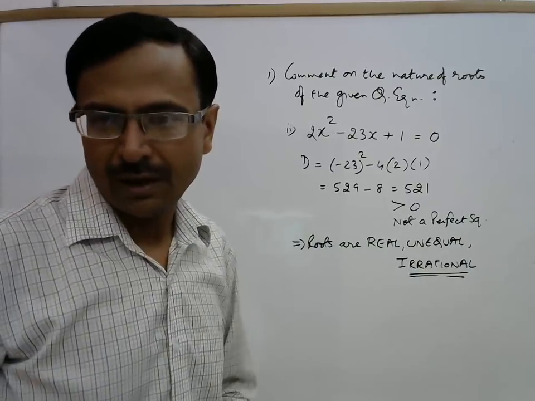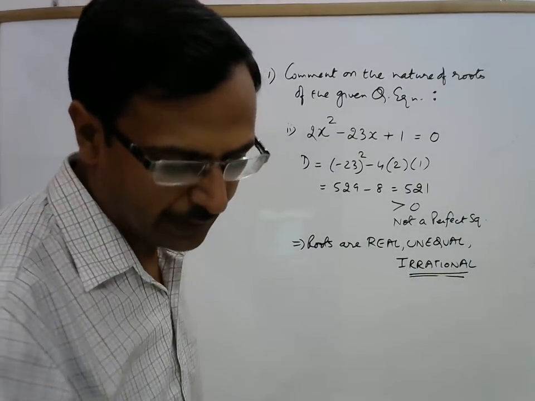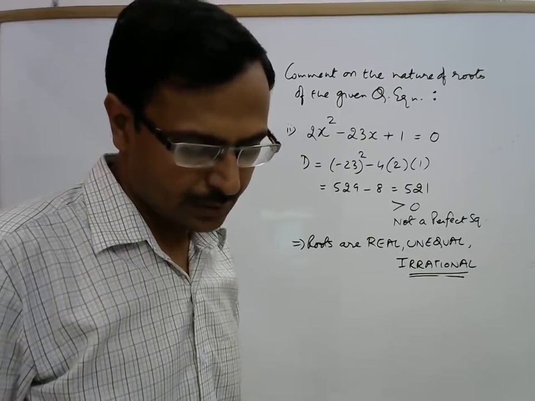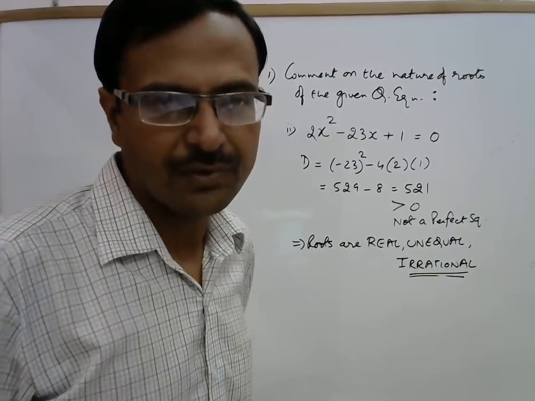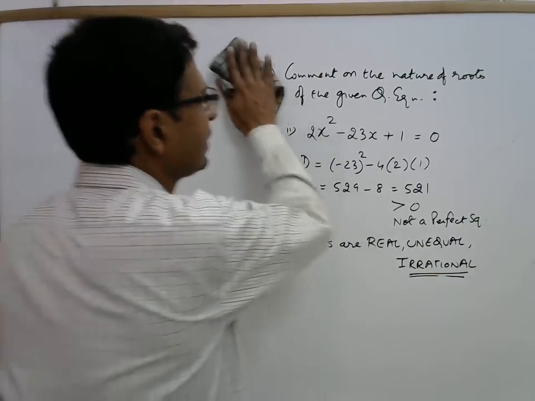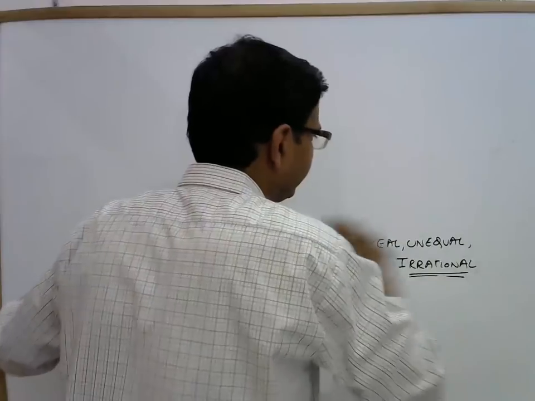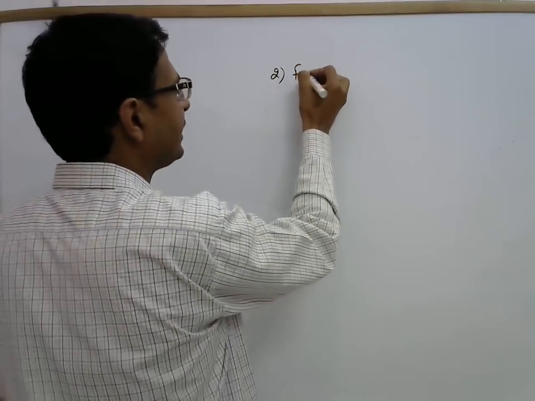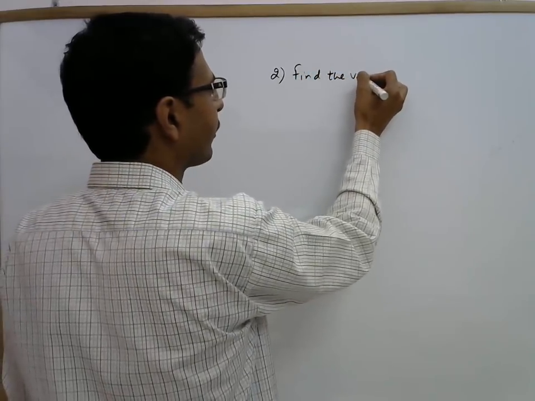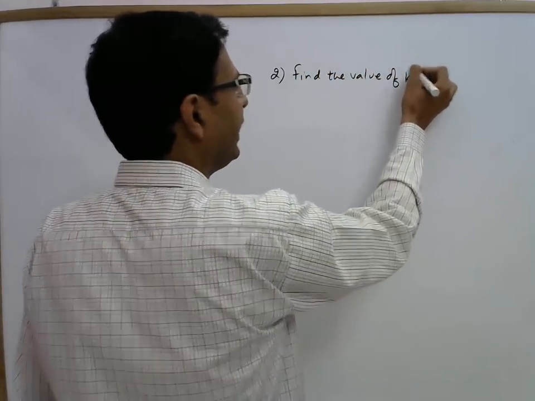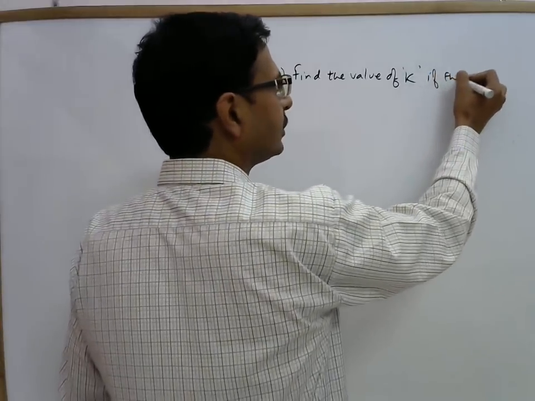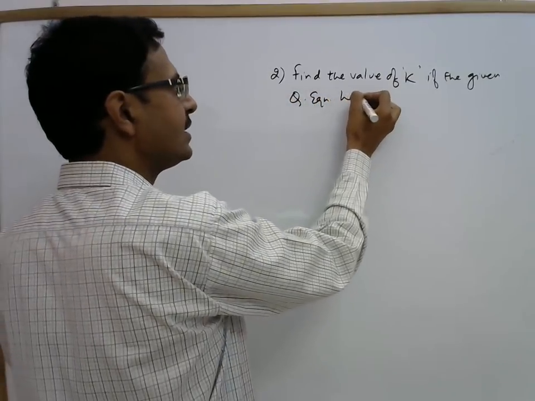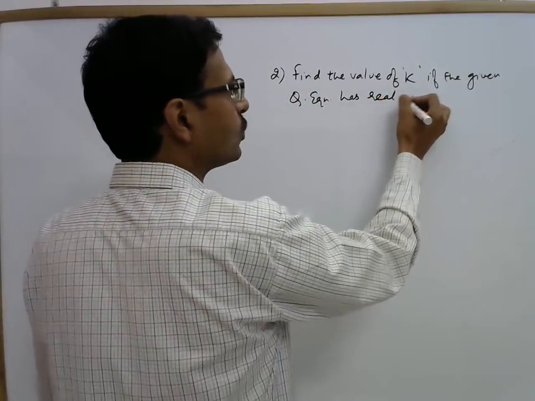So students, after this concept, now we will carry forward with some complicated or slightly tougher examples of this very important concept. Now this is question number 2. Suppose you have a question like this: find the value of k if the given quadratic equation has real and equal roots.